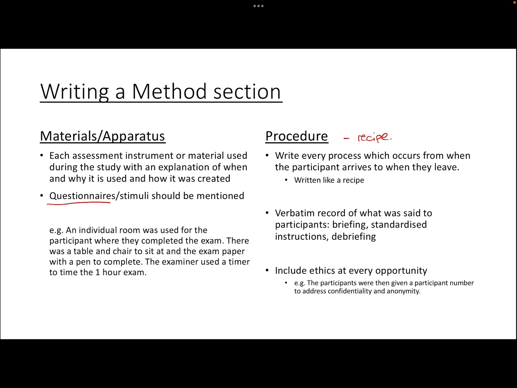We might want to include instructions of what was said to participants, what briefing or informed consent was given, any standardized instructions. We might want to quote what they were told. And if they were debriefed, and what was said or what was provided in the debriefing. So this is another opportunity where we can include discussion of ethics.